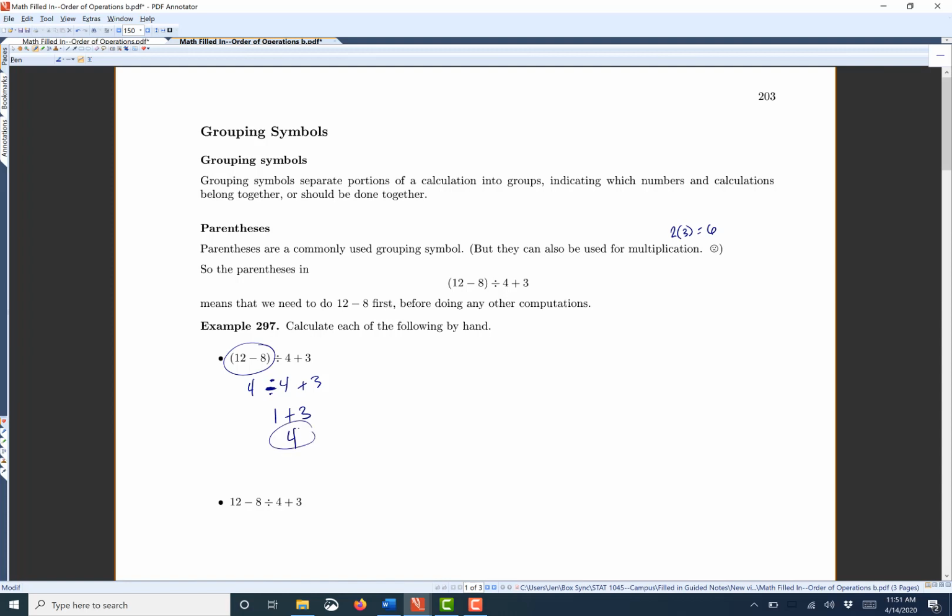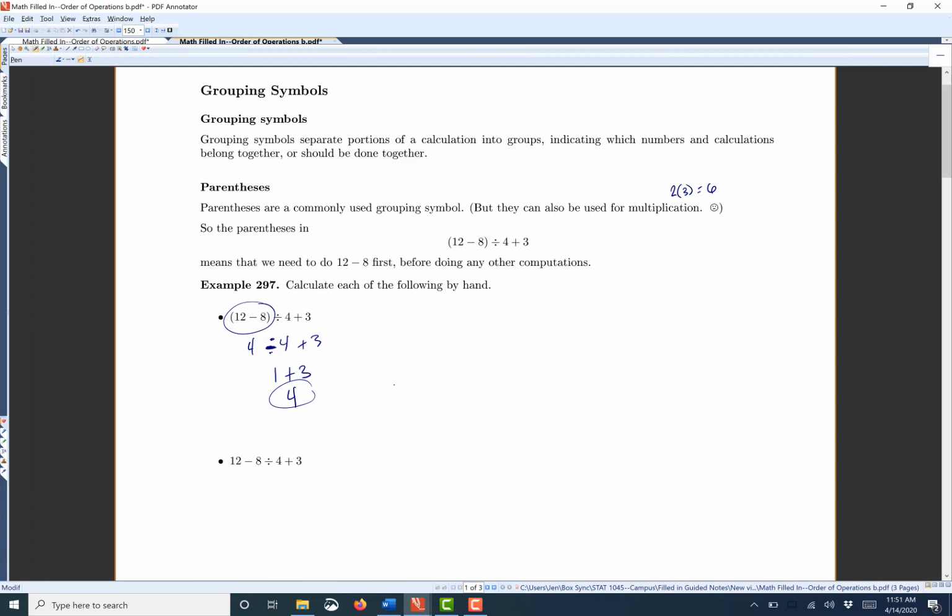Now let's see what would have happened on this problem if we didn't have the parentheses. So notice this is exactly the same, but no parentheses. So on this one, you have a minus, divide, plus. So you'll do the divide first. So 8 divided by 4 is 2. So 12 minus 2 plus 3. And then between subtraction and addition, you just do it left to right. So do 12 minus 2 as 10 plus 3, or 13.